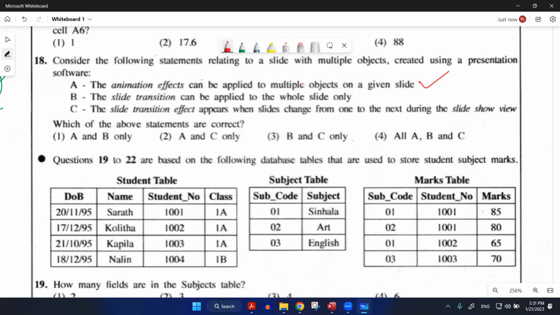Right? So the first one, statement A, is correct. The second one says the slide transition can be applied to the whole slide only. Yes, slide transition is there to apply to the whole slide. You can't apply the slide transition to objects. The name defines that. Yes, so that's correct. The slide transition effect appears when the slide changes from one to the next during a slideshow, so that's why slide transition is there.